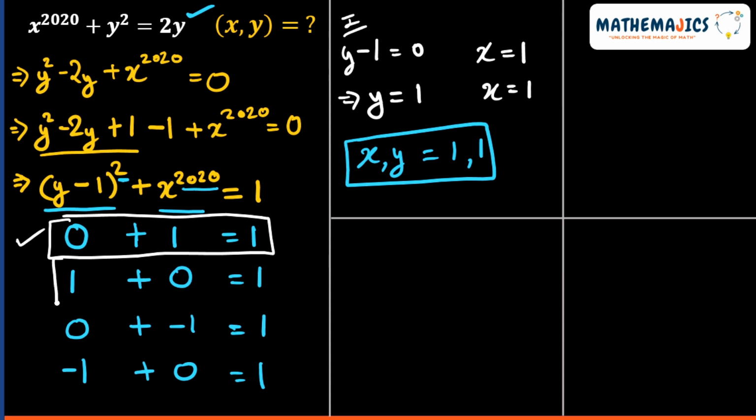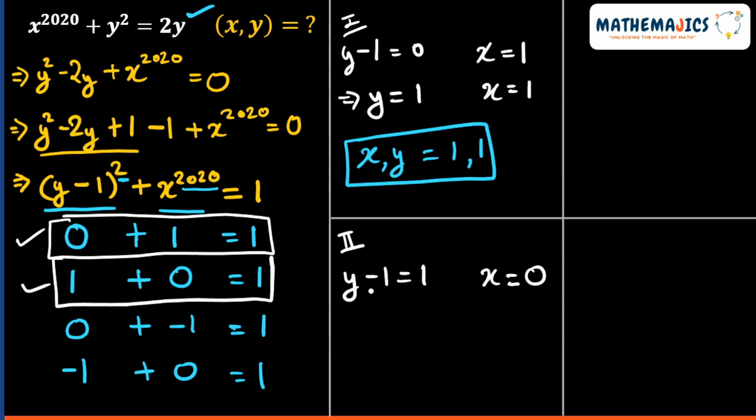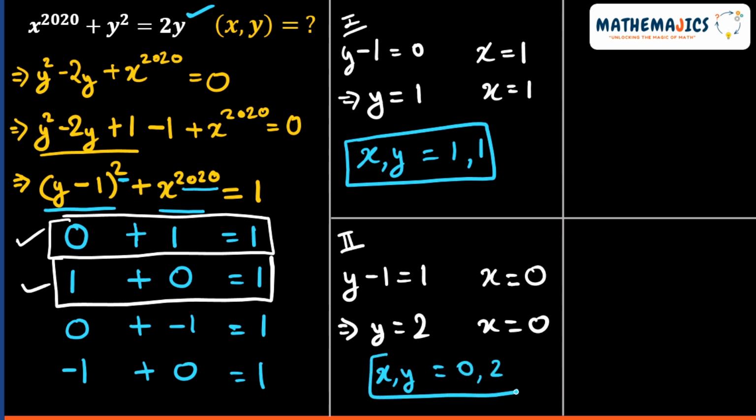Let's jump into the second possibility. According to the second possibility, the first bracket is 1 and the second term is 0. That means x is 0. So this will give us y as 2 and x as 0 itself. According to the second possibility, the values of x and y are 0 and 2. So this is the second answer.